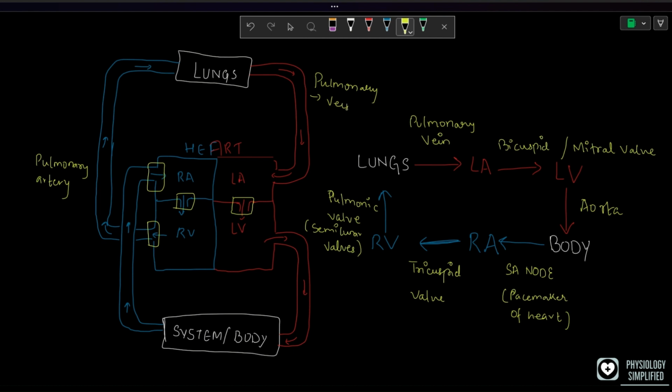So this is the pulmonary vein. This is the aorta from the left ventricle. This is your vena cava, the largest vein in the human body. There are two vena cavas, the superior and the inferior vena cava.